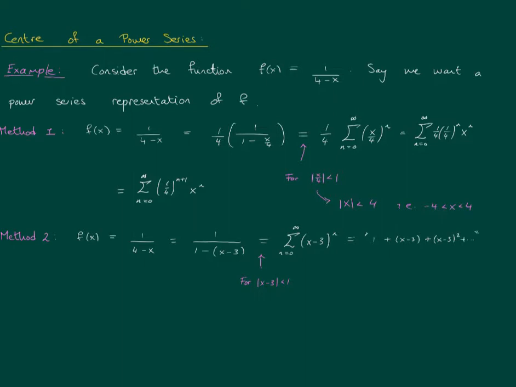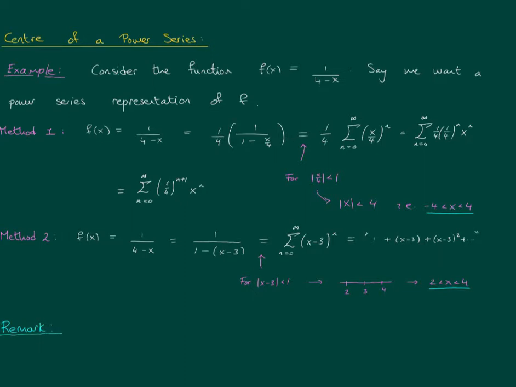Okay, now let's flesh out where this is valid for. What this means is that the gap between x and 3 has to be less than 1. So if we're at 3, we can only go 1 to the right, which would be 4, and 1 to the left, which would be 2. So that means that x has to be between 2 and 4. Okay. Here we had from minus 4 to 4. Here we have from 2 to 4. So we found two different power series expansions of the same function, but they're valid for different intervals.